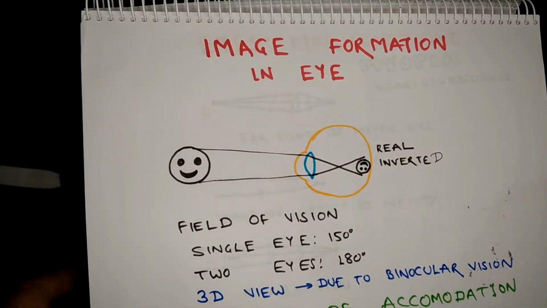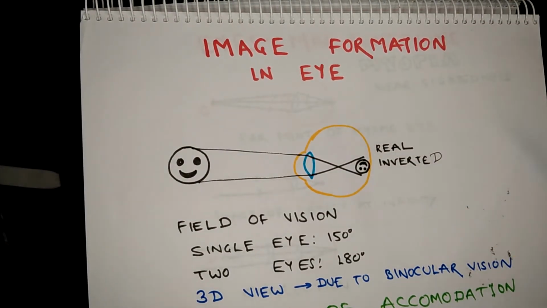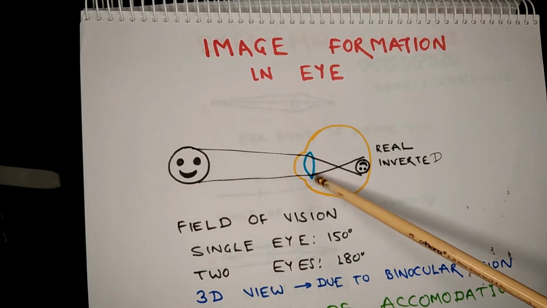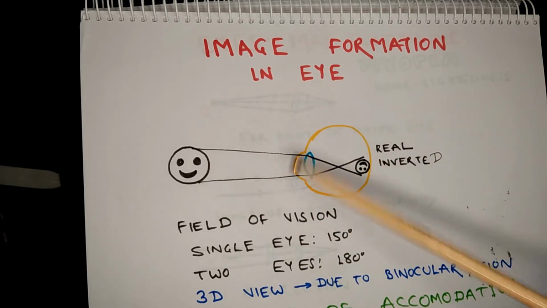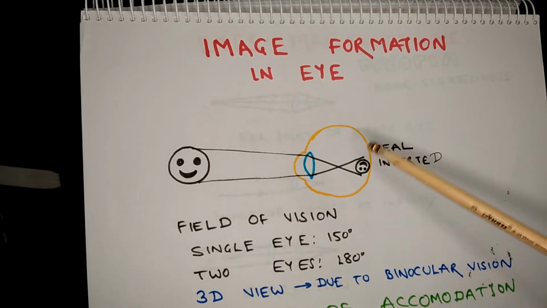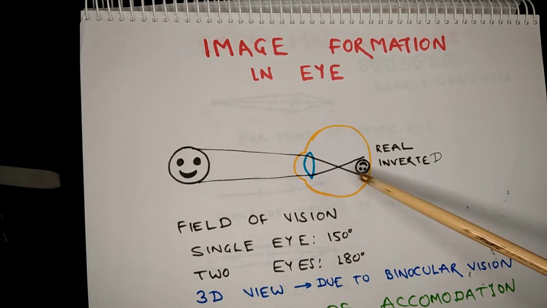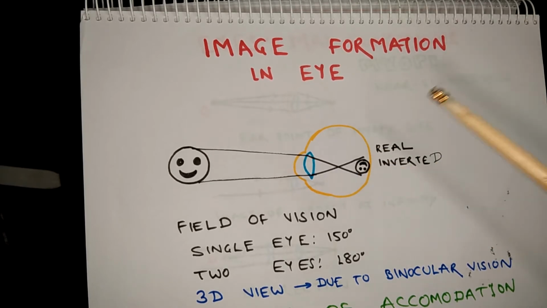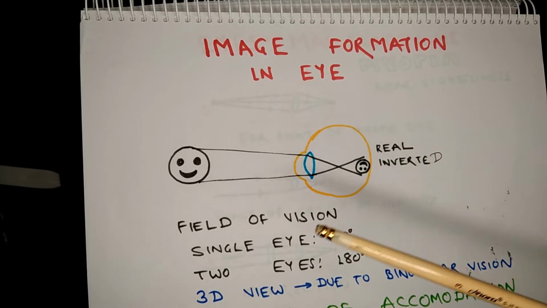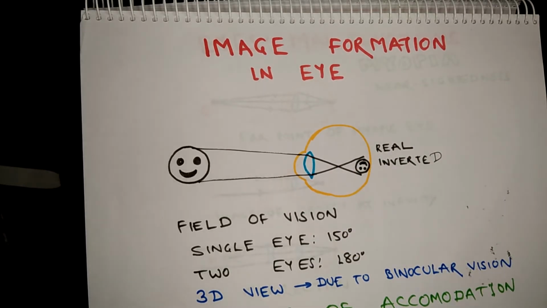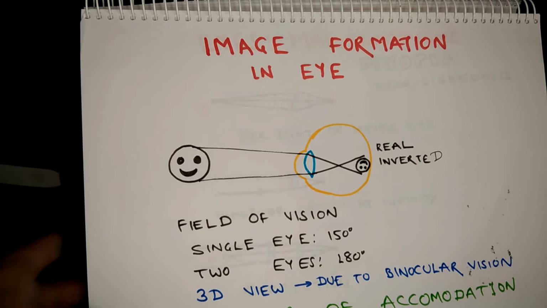Now this diagram shows the image formation in the human eye. This is an object, this is the lens of the human eye. Since the lens is a convex lens, it makes a real and inverted image on the retina, and the brain picks up the signals and interprets it as an erect image.